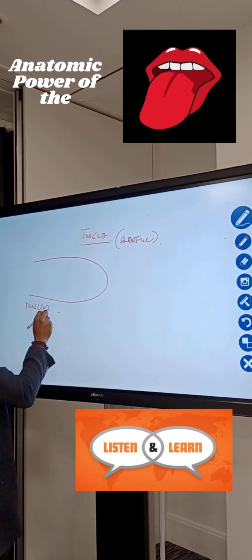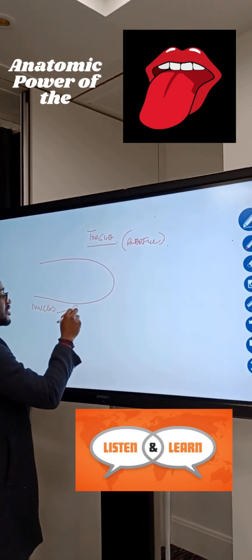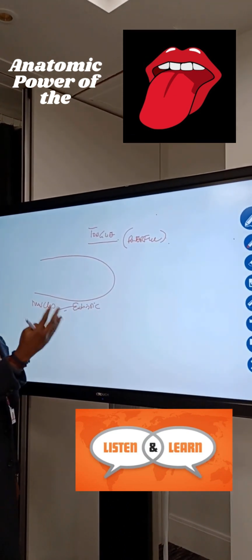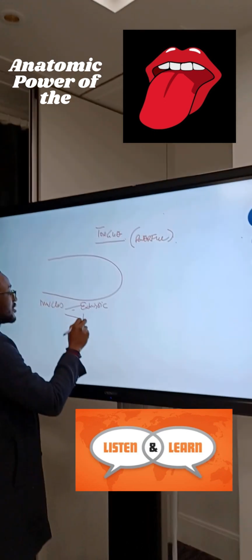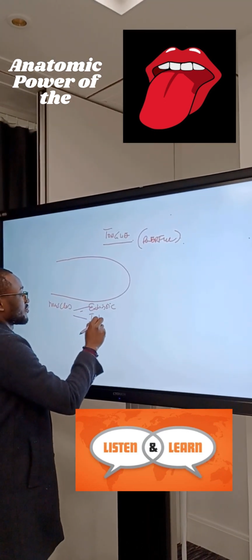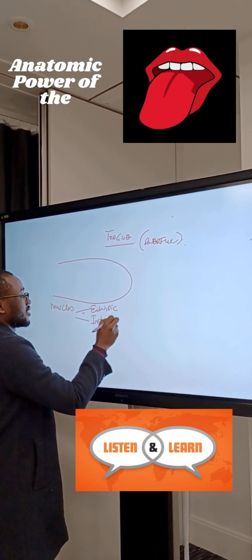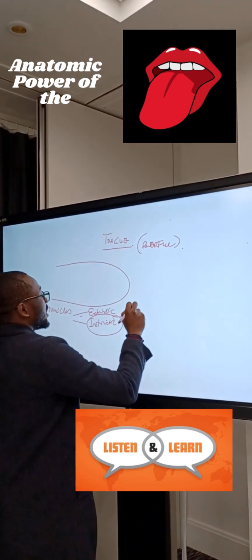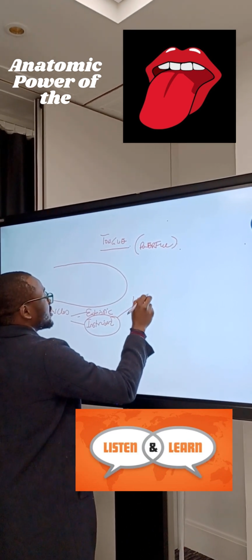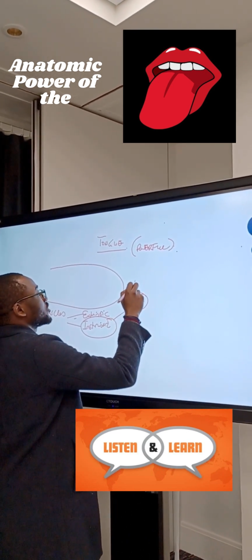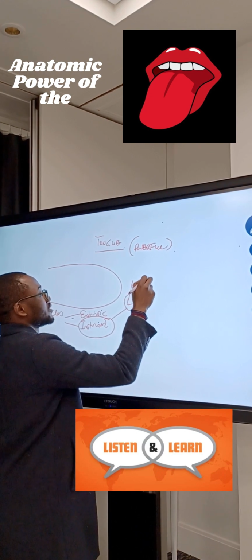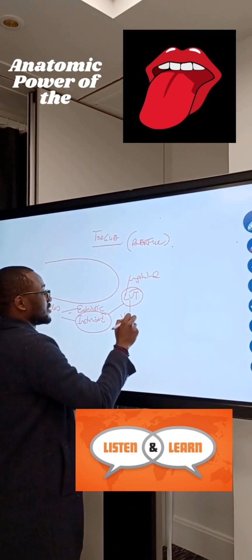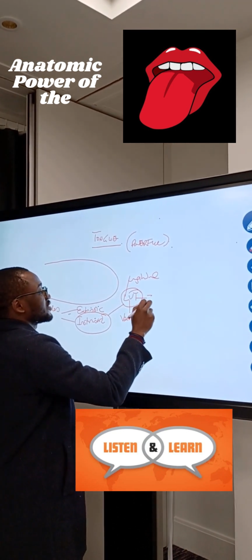The muscles of the tongue are extrinsic, meaning those muscles are outside the tongue, and intrinsic. The intrinsic muscles you can remember easily by what I call LVP, which is longitudinal, vertical, and transverse.